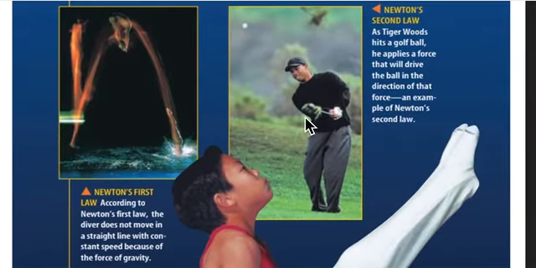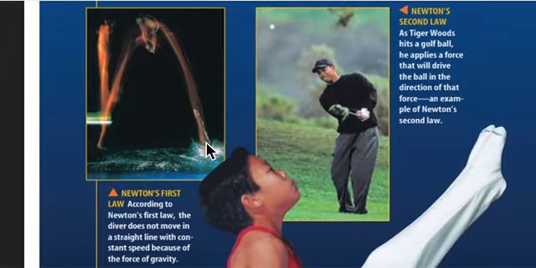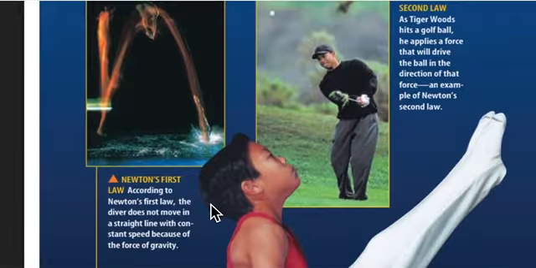The first law demonstrated here shows a diver on a diving board. According to Newton's first law, the diver does not move in a straight line with constant speed unless acted on by a force, because of the force of gravity. So the diver comes off the diving board going up, going up, going up, and then gravity pulls the diver down. If not for gravity pulling the diver down, the diver would go straight off into space.